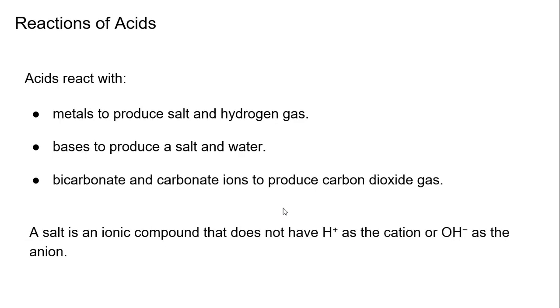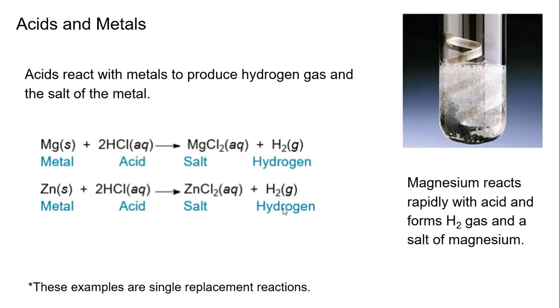So acids react with metals to produce a salt and hydrogen gas. They can also react with bases to produce a salt and water. And when acids deal with bicarbonate or carbonate ions, they produce CO2. And a salt is simply a combination of the leftover anion and cation that was not involved in whichever one of these reactions was reacting with the acid. So let's take a look at acids.